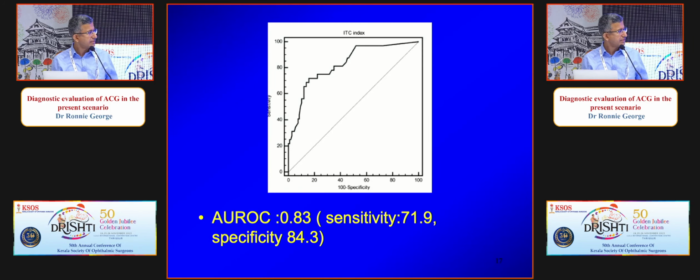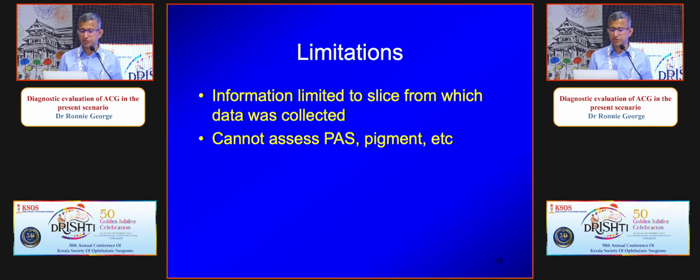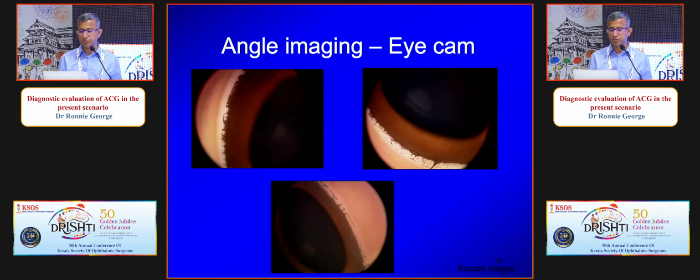Surprisingly, even this doesn't do exceptionally well versus gonioscopy. It does about the same as what the ASOCT does. Here again, with all the ASOCTs, this is the issue: the information you get is from the slice from which it was taken. You cannot assess PAS or pigment, etc.